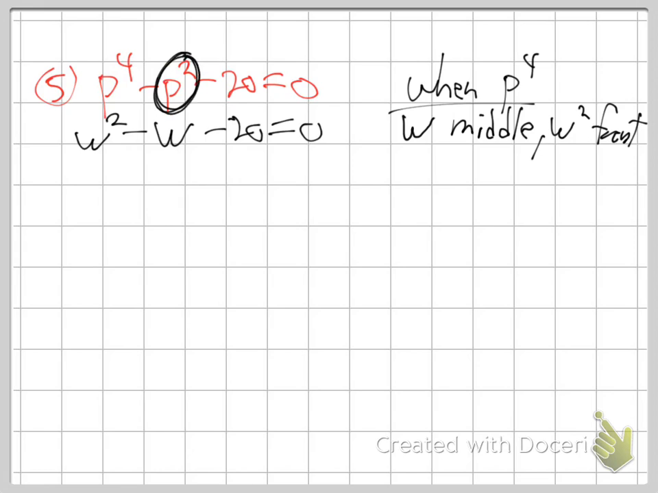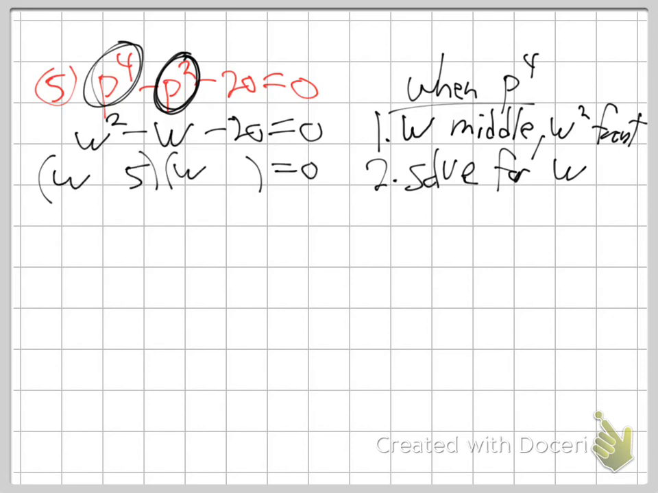Now we're going to have to go back to P in the end. But in the middle, we're going to use W. So W plays the role of the middle, which is P squared. And since P to the fourth is twice as big as P squared, if the middle's W and the front's twice as big, it's got to be W squared, doesn't it? Yes. Okay, so step 1, W in the middle, W squared in the front. Step 2, solve for W. So how do you solve this W equation? Factor that thing.